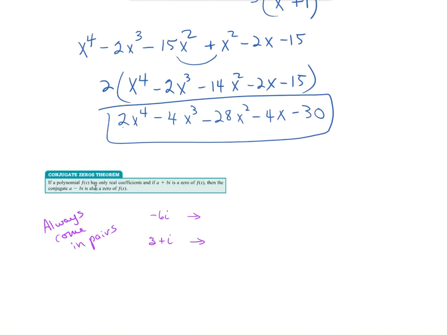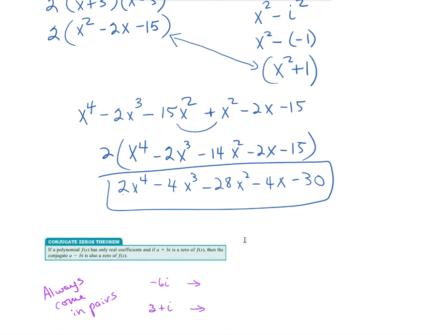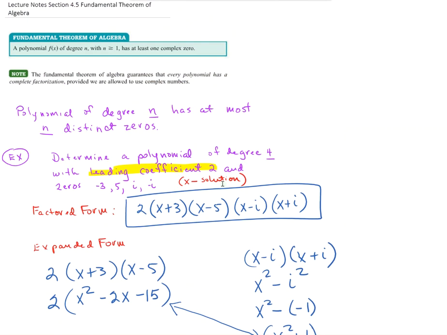Conjugate zeros theorem. We've talked about this in a previous section, but if it has only real coefficients, and if a plus bi is a zero of f of x, so they tell you that, then you know that its conjugate, a minus bi, is also a zero. So they always come in pairs. If you know negative 6i is one of the solutions, then positive 6i will be a solution. If you know 3 plus i, then you know 3 minus i. So that's going to come in handy when we start doing some of the work. So let's go look at the problems.